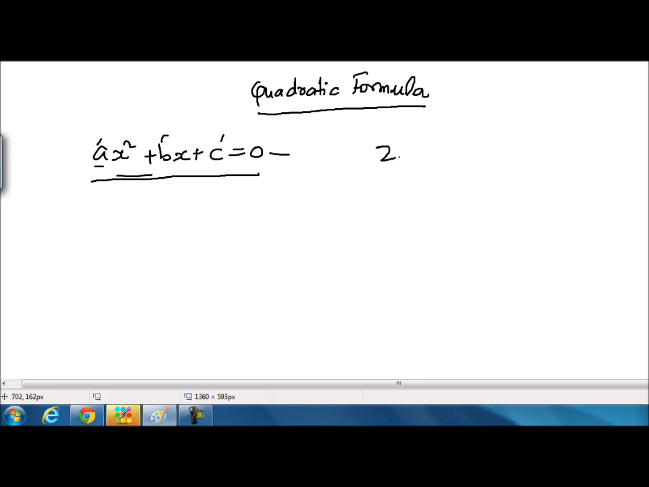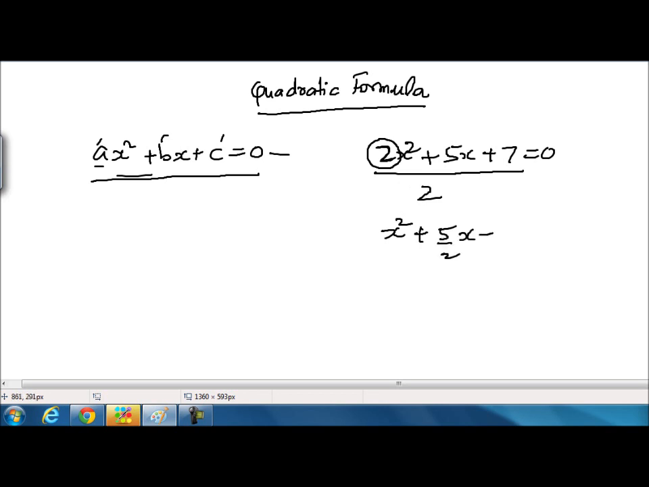Let's suppose we have a quadratic equation of the form 2x square plus 5x plus 7 is equal to 0. In order to solve it by the method of completing the square, we have to divide this equation by 2, because the value of a here is not equal to 1. We divide the whole equation by 2 so that the coefficient of the variable becomes 1. So when we divide it by 2, it becomes x square plus 5 by 2 x plus 7 by 2 is equal to 0.